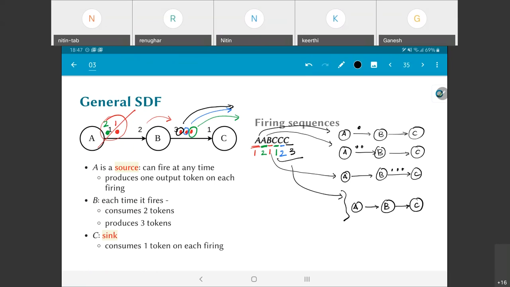Okay, we'll stop here for now. In the next class, what we are going to do is go through some more firing sequence examples and eventually get to the next stage. What is the purpose of this? Why are we trying to understand all of this? How does it relate to the analysis of actual larger data flow graphs, right? And what can I do with it in terms of analyzing the timing behavior of such graphs?